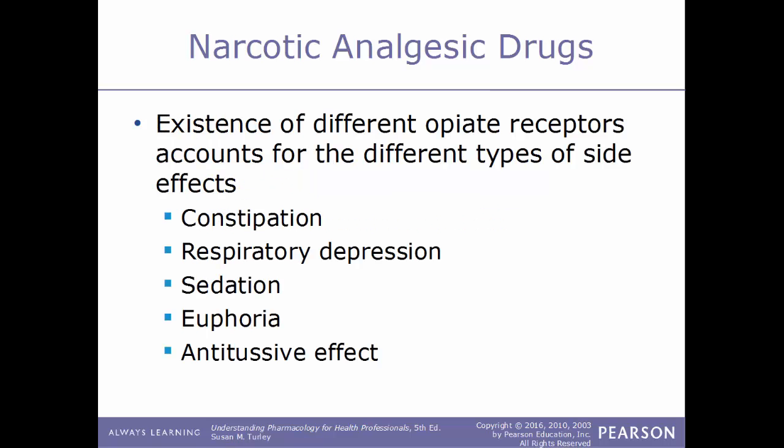Now, the existence of different opiate receptors accounts for the different types of side effects. So some common side effects that people have with narcotics would include constipation, respiratory depression, sedation, euphoria, and antitussive effects.